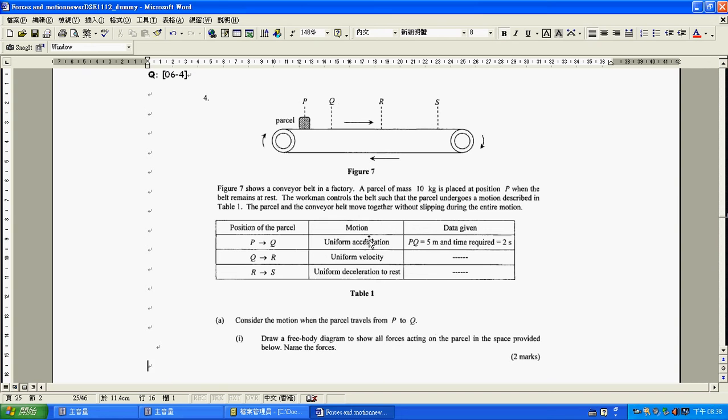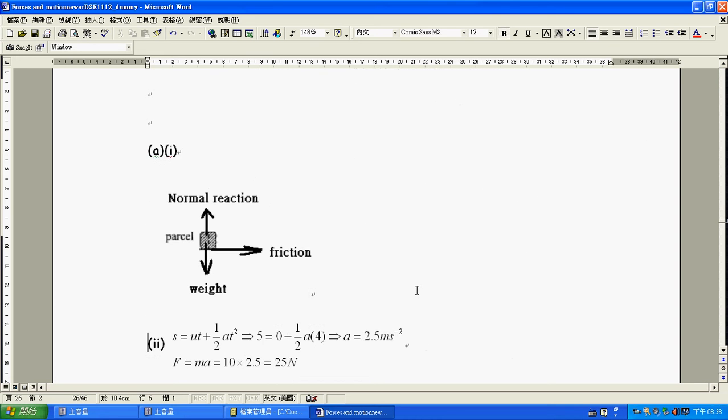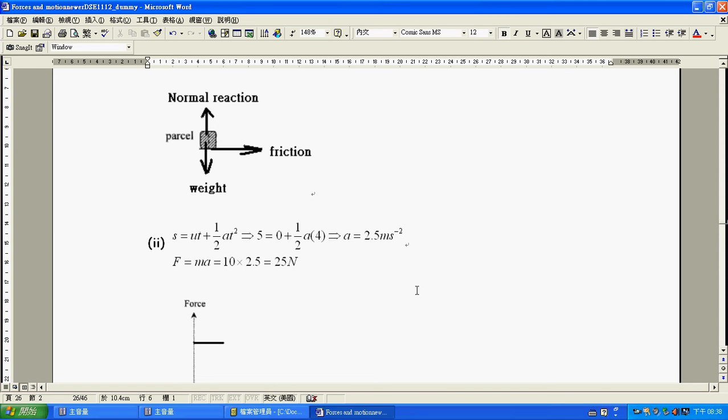So you can see that the acceleration is uniform, so by Newton's second law, F equals ma. So the first step, we must find the acceleration first, and then we apply Newton's second law. So this is the solution for part 2. Now, firstly, we take forward to the right positive, and we apply the formula s = ut + ½at².